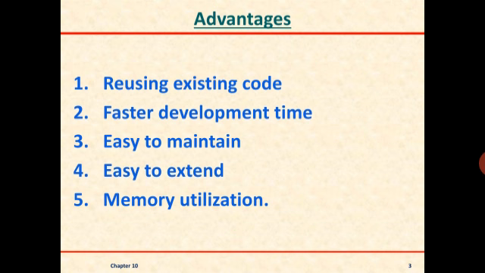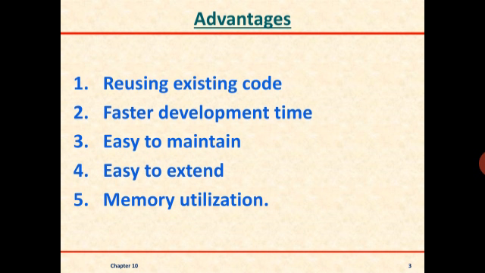Why we have to learn this inheritance chapter? It has a few advantages. First advantage is reusing existing code is possible. Reusing means we have written some programming code. Code means programming code. Again we want to use that to perform some another task. Then we need not write the same program once again. We can reuse it. That is possible if we are using inheritance.